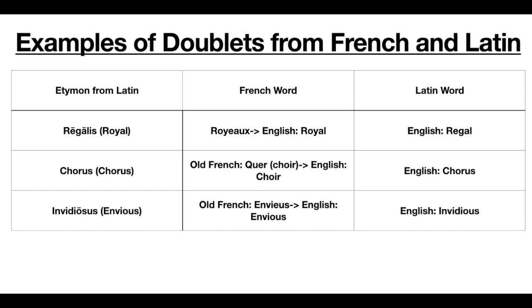And then those two words actually, funnily enough, do ultimately come from the same source, because obviously a lot of Latin vocabulary comes from French. So royaux also comes from regalis.